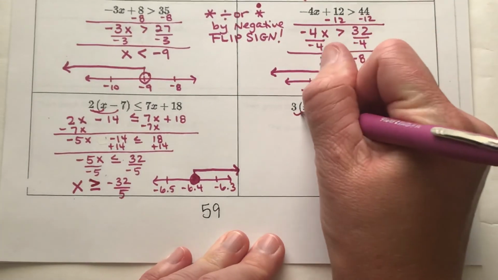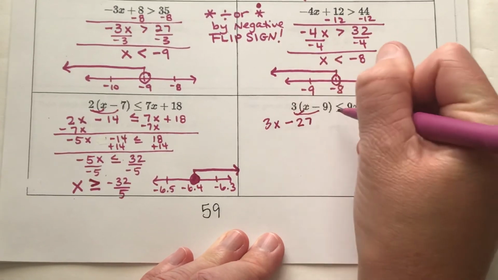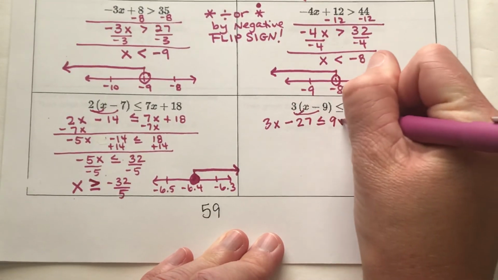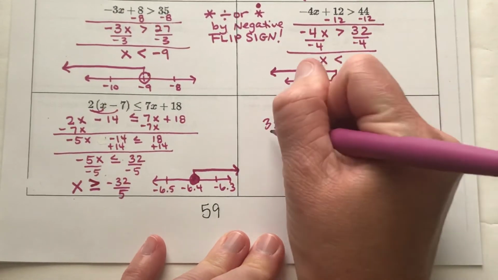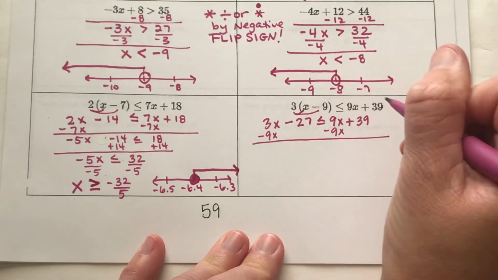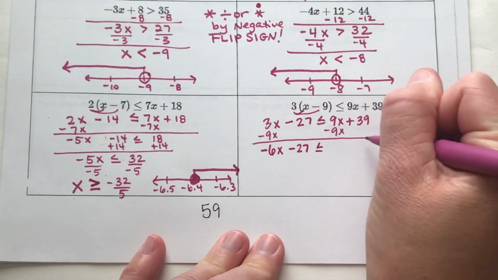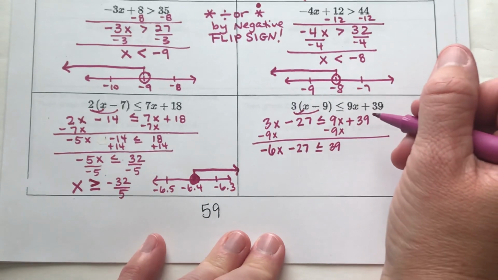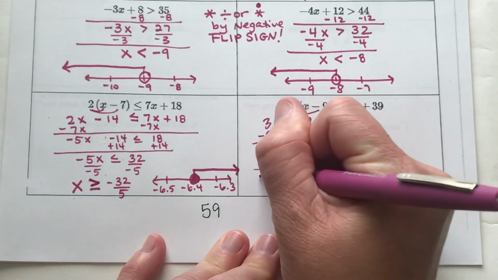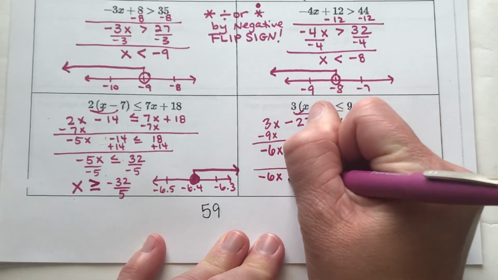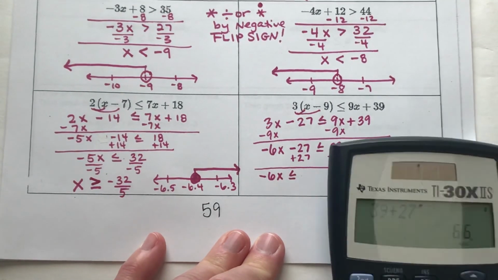All right, here's one more. I'm going to distribute this 3 here. So I'm going to have 3x minus 27 is less than or equal to 9x plus 39. Now again, I like to have my x on the left side, so I'm going to subtract my 9x. When I subtract 9x, I'm going to get negative 6x minus 27 is less than or equal to 39. And now what I'm going to do is add 27. So I'll have negative 6x is less than or equal to 39 plus 27, which is 66.